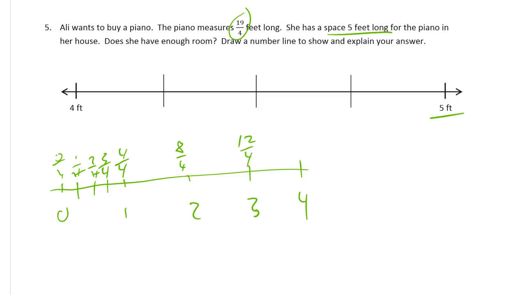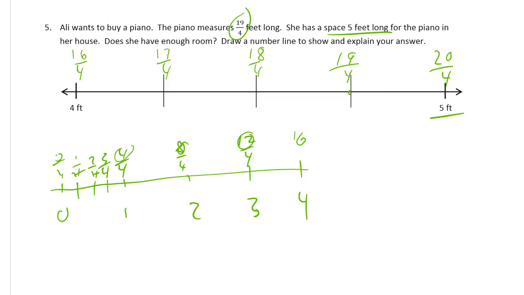And then for 4 feet long, it's 4 more fourths. So we're just counting by fours, right? 0, 4, 8, 12, and 16. So this is going to start with 16/4. And the next one is going to be 17/4, 18/4, 19/4, and 20/4.